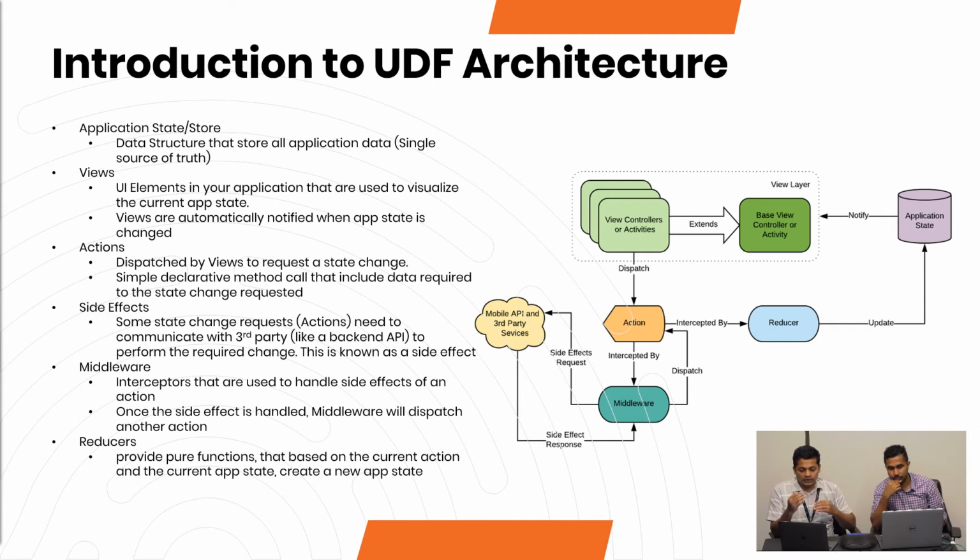As soon as the application state is updated, the framework will ensure that it automatically notifies the view layer so the views can update themselves automatically. And then there are actions. Actions are dispatched from the views to request a state change. Whenever a view wants to change the application state, it has to dispatch an action and say, okay, I want to perform this action.